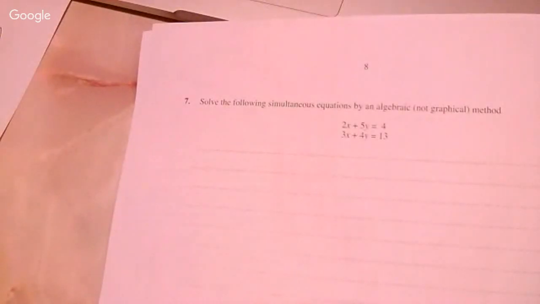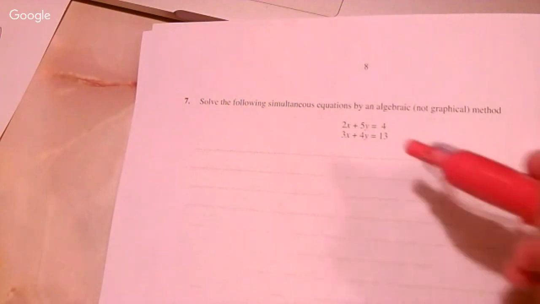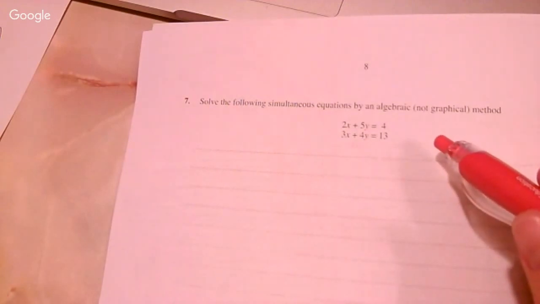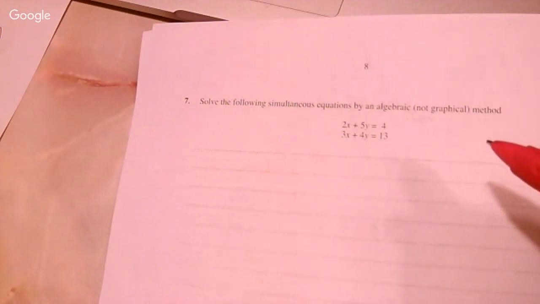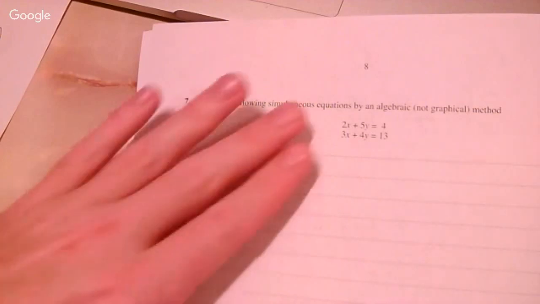Okay, next one, simultaneous equations. So I've got 2x plus 5y equals 4, and then I have got 3x plus 4y equals 13. So what I want to do here is get either the x coefficients the same or the y coefficients. I'm going to choose x because they're smaller, so it'll make it slightly easier to do the question.